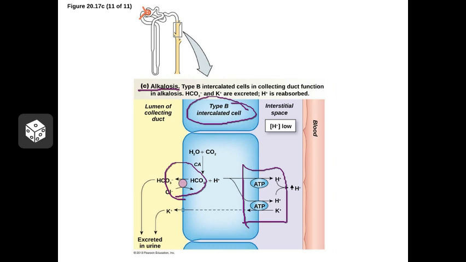And so these are the cells that are going to go to work if a patient is in alkalosis. If a patient is in alkalosis, they have too few hydrogen ions. Their pH is too high.